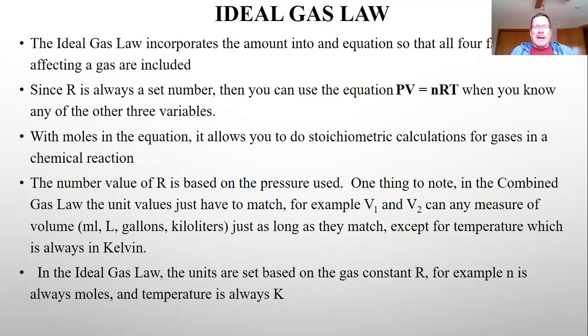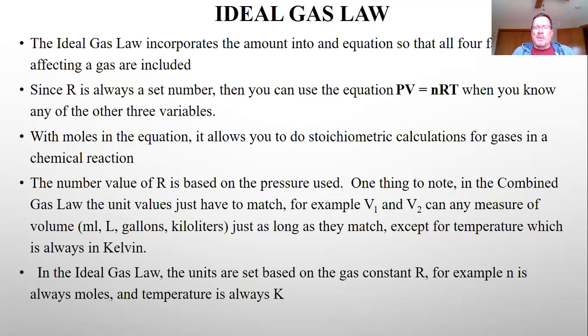Now, one thing to note, combined gas law, P1 V1 over T1 equals P2 V2 over T2. Other than temperature, which always has to be in Kelvin, it didn't matter what the volumes V1 and V2 were in, as long as they were the same. As long as they were both milliliters or liters or kiloliters or gallons, it didn't matter. If they were different, then you had to change one to match the other. But that didn't matter in the ideal gas law, because you're using this constant, this theoretical slope of the line, so you pretty much have set variables for all. I mean, they have to be in a set unit.